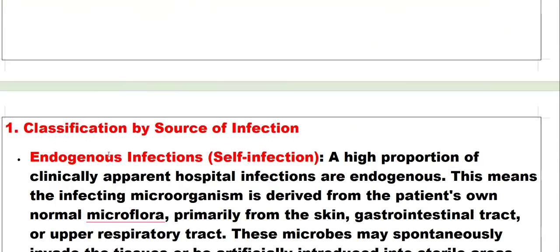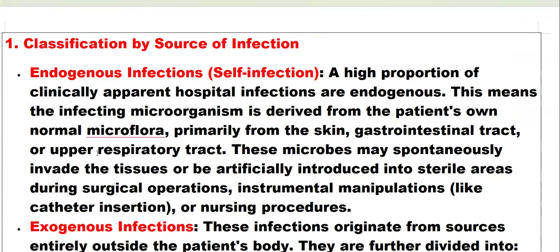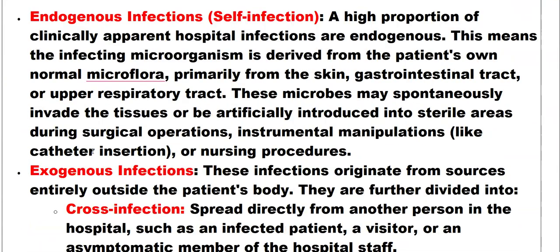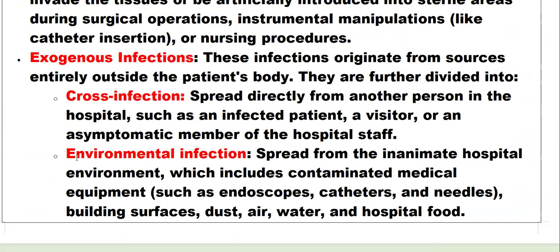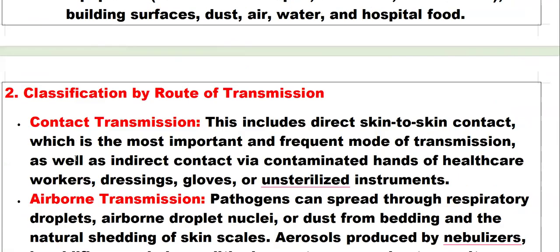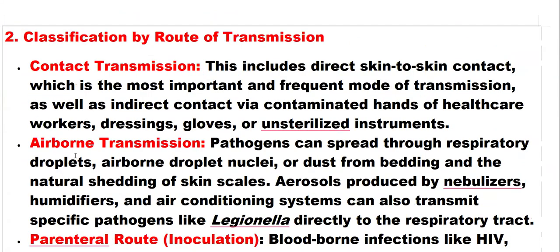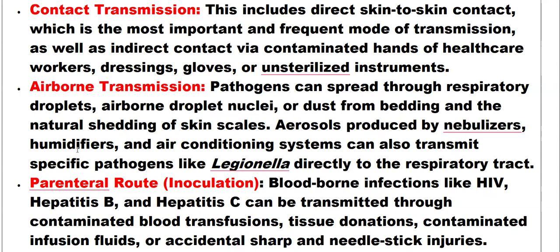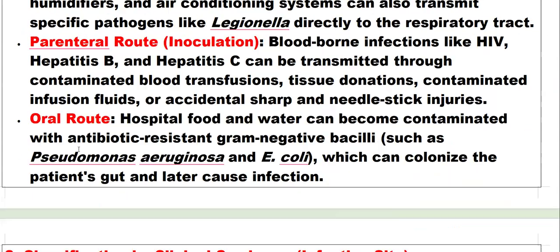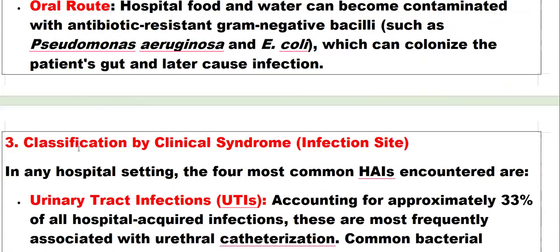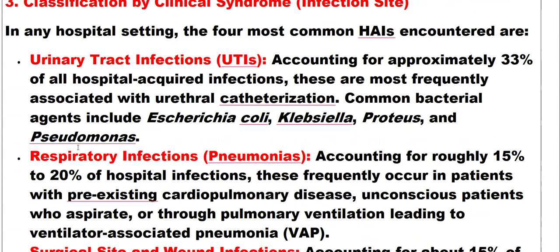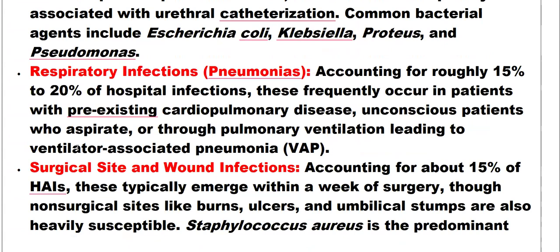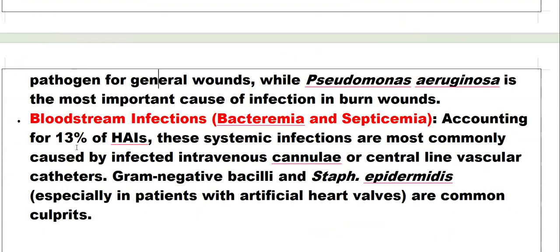So, nosocomial infections: classification by source of infection includes endogenous infection, or self-infection, and exogenous infection, which includes cross-infection and environmental infection. Classification by route of transmission includes contact transmission, airborne transmission, parenteral route, and oral route. And classification by clinical syndrome includes urinary tract infection, respiratory infection, surgical site and wound infection, and bloodstream infections.